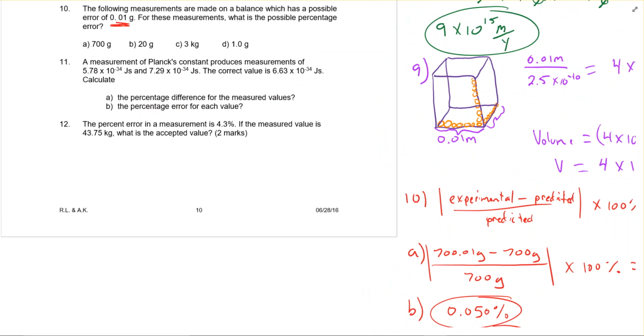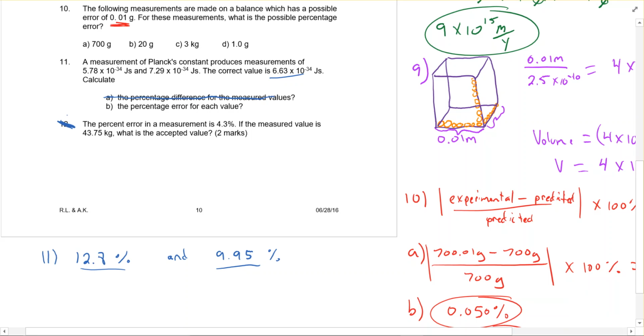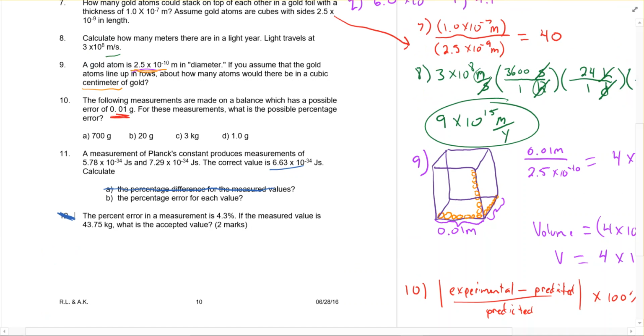Okay, number 11. On yours, you don't have this part A, as the second part. Yours just says the percentage error of each value, so don't worry about the percent difference for now. That's done the same way, just for each of those. You have your experimental and your correct value, so your two answers are 12.8% and 9.95%. On yours, you also don't have number 12; I took that one off. So that's it. Hopefully that was useful.